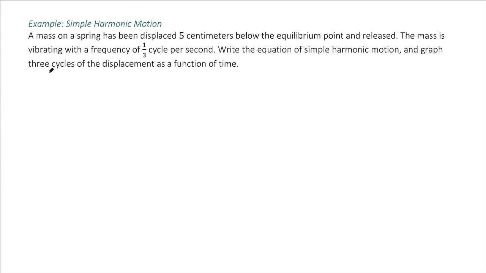First of all, because we're starting 5 centimeters below our equilibrium point, and then released, that's going to be a minimum point. And so if I were to look at a little graph here, we're starting at -5, 5 centimeters below equilibrium. Then we release, and it's going to bounce up and back and forth. I'm going to get rid of that for now. But because it starts at a minimum, that tells me that I'm going to be using a cosine function.